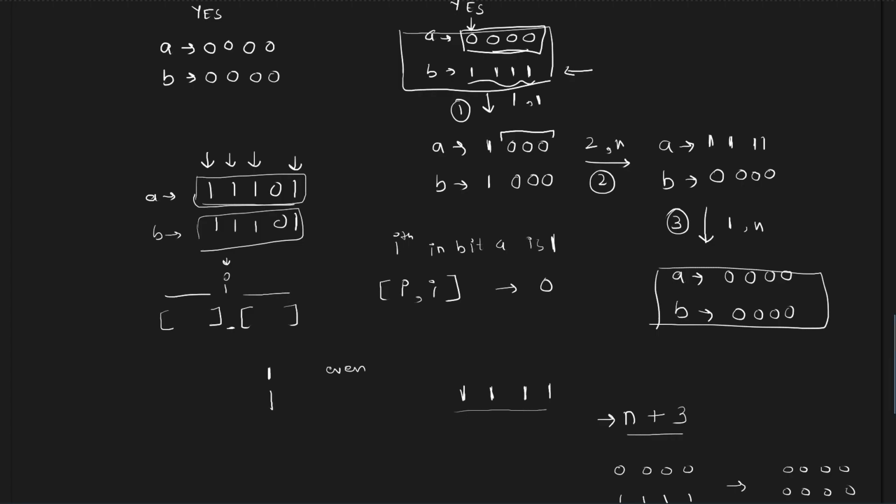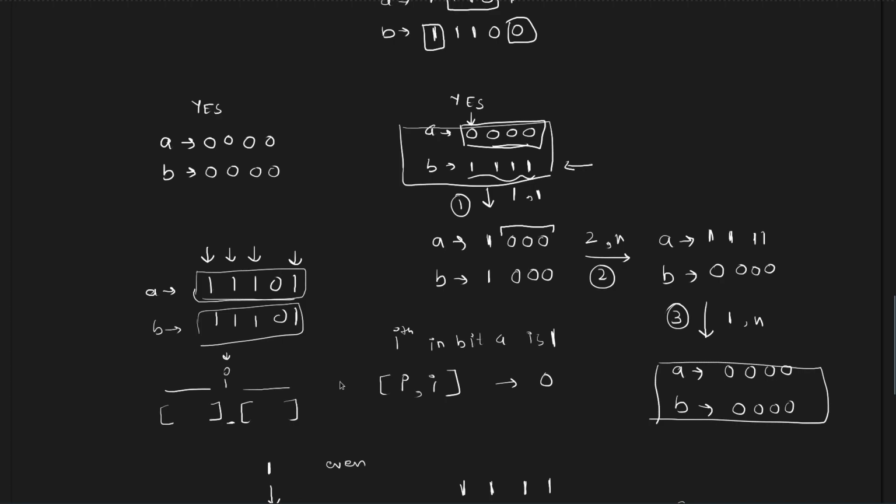So if it is inverted, 1 becomes 0. If it is inverted again, it becomes 1. So if it has been inverted an even number of times, it will still be the same bit. But if it has been inverted an odd number of times, the bit would change. If it was 1, it will become 0. If it was 0, it will become 1. So this is the simple logic that we have.